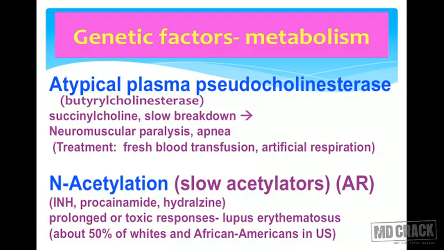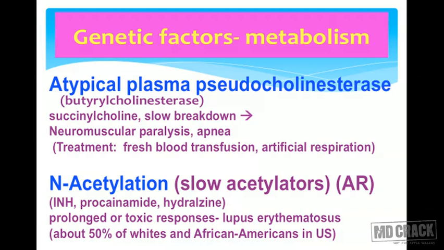And if the breakdown is very slow, this succinylcholine is going to accumulate and produce an excess effect. That's excess skeletal muscle relaxation, neuromuscular paralysis. And because the diaphragm and the respiratory muscles are paralyzed, you would get apnea. These patients have atypical plasma pseudocholinesterase. Naturally, you'll have to supply pseudocholinesterase, which cannot be done directly. The best way is to give a fresh blood transfusion to this patient, which is going to supply the pseudocholinesterase from the plasma, along with artificial respiration.